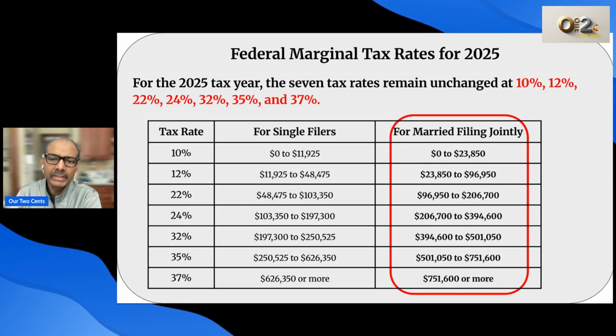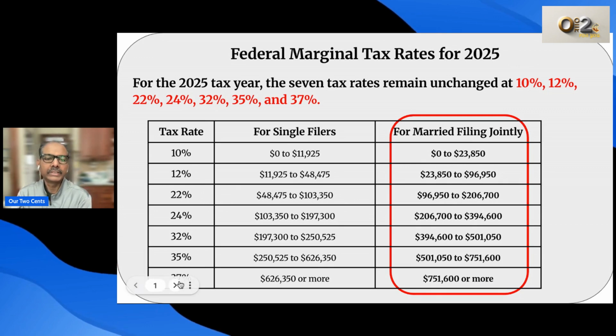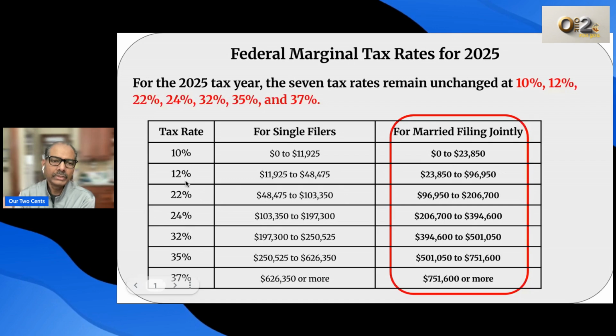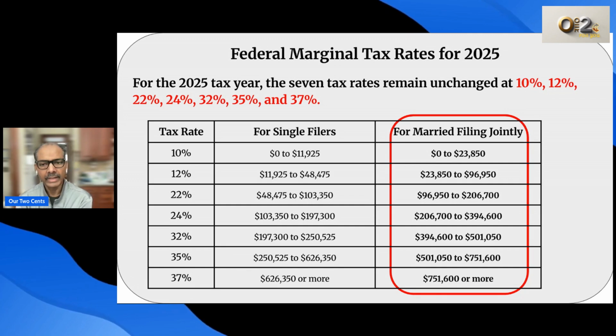And let's say if you have an income higher than that, from $23,850 to $96,950, then this particular amount will be taxed at 12%. And it goes up, and then the next bracket is 22%, and then all the way up to 37%. So the amount between one tax bracket and the next tax bracket is where that particular percentage will be taxed. So it's not like the entire amount gets taxed at the higher tax bracket.